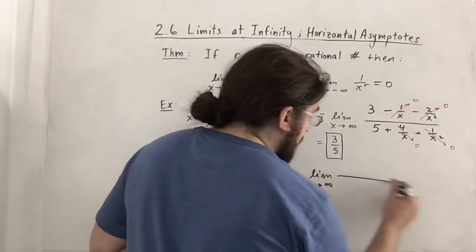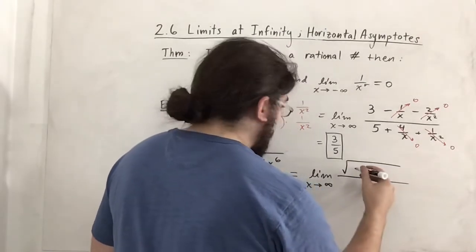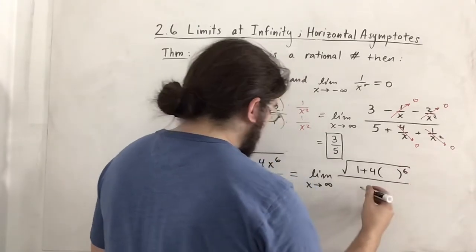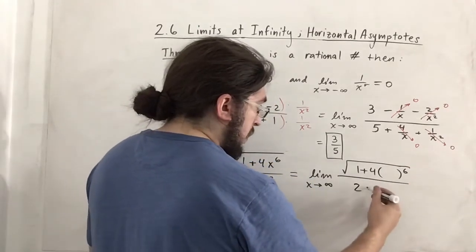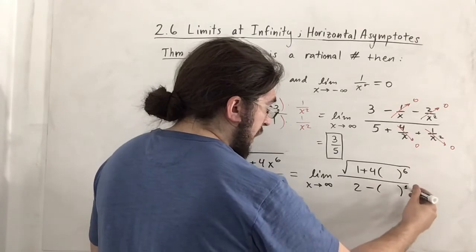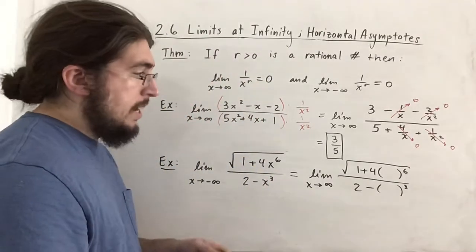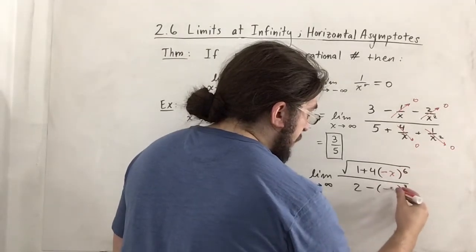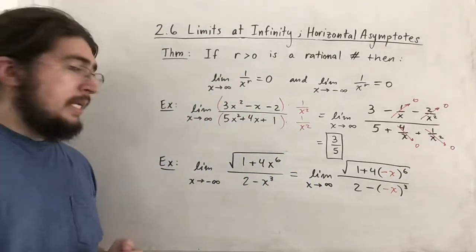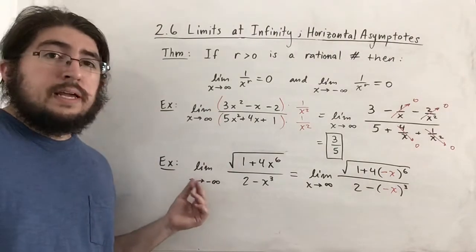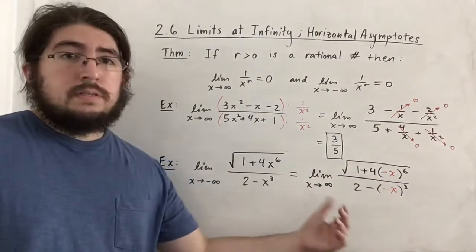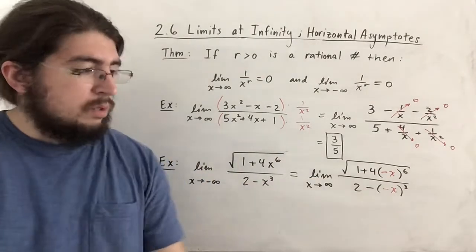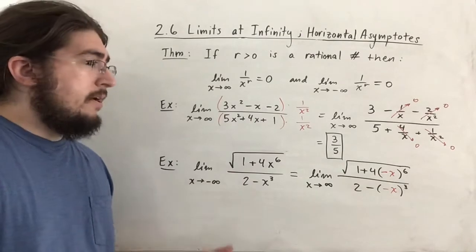So let me rewrite this as the square root of 1 plus 4, and we'll write negative x to the 6th there, 2 minus negative x to the 3rd. And let me write those negative x's in red, just to show that we've replaced all x's with negative x. And this intuitively makes sense because if x is approaching negative infinity, that means negative x will approach infinity. So perfect. And this will get rid of that double negative problem we had here and allow us to see it better.